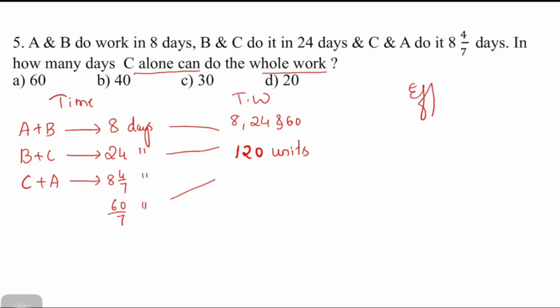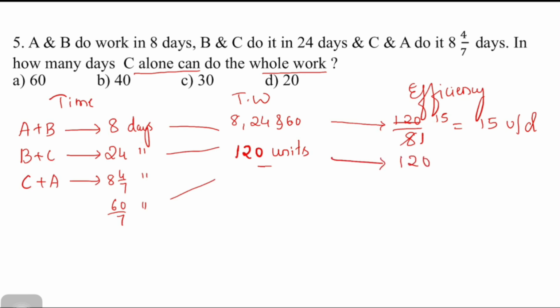Now let us see the efficiency. Efficiency of A plus B: A and B together will do 120 units in 8 days. So in one day how much will they do? 120 by 8, which is equal to 15 units per day. B plus C together will do 120 units in 24 days. In one day, 120 divided by 24 is 5. So B plus C together complete 5 units per day.